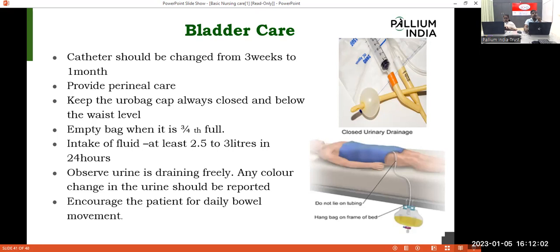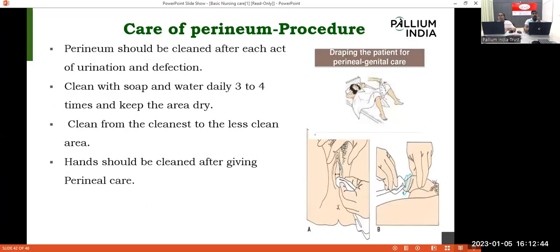Then proper intake of fluid also we need to maintain. We need to educate them. The patient needs to take 2 to 3 liters of fluid within 24 hours, even with indwelling catheterization. Then observe whether the urine is draining freely or not, and assess for any color change, any blood spot, any blood clot. Anything unusual, we need to report. Then encourage the patient for daily bowel movement also. Already I told you constipation will affect proper bladder output also. So we need to ensure that.